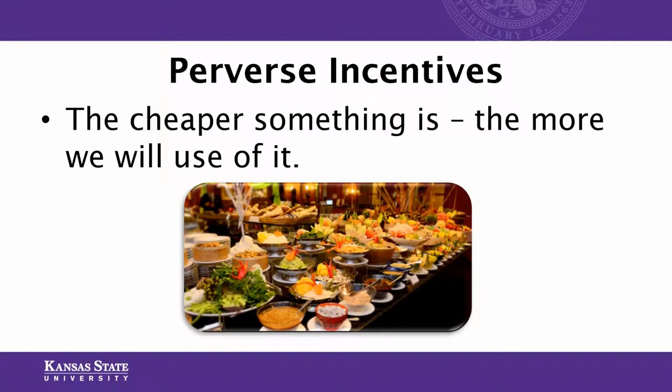There is another issue at hand here, though, when we talk about energy efficiency and energy conservation, and this is this idea of perverse incentives. Perverse incentives is the idea that the cheaper something is, the more that we'll use of it. So, for example, think about a buffet. You go to a buffet, it's all you can eat. What do most of us do when we're at a buffet? We overeat because there's an unlimited amount of food. We don't have to pay more for the amount of food that we're eating.